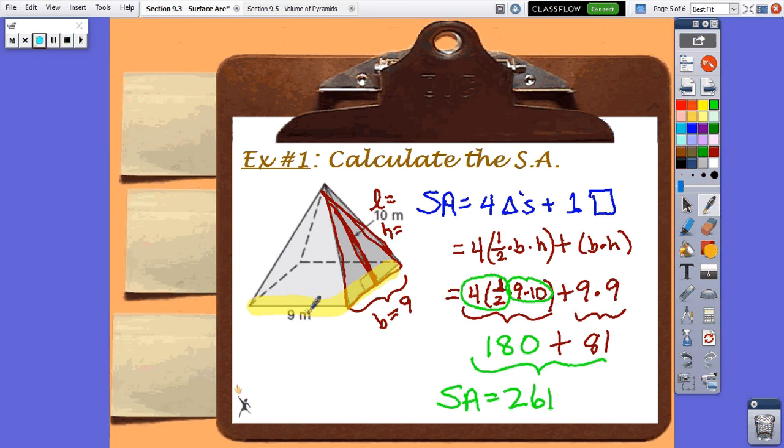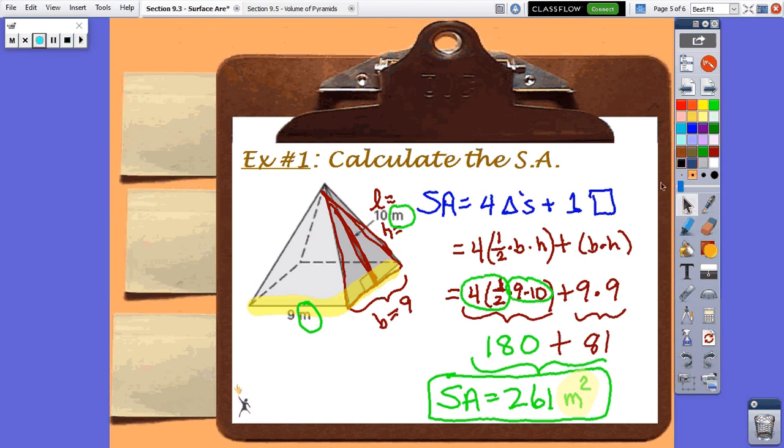Now the units in this problem are in meters, and area and surface area, doesn't matter which, is always in squared units. So technically this is 261 squared meters, or meters squared. Now, am I going to make a big deal out of putting units on these? Absolutely not. But I just want you to know that that's what the units should be. Whatever the units are, they should be squared units.